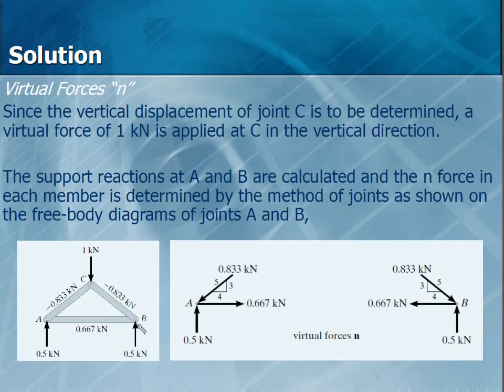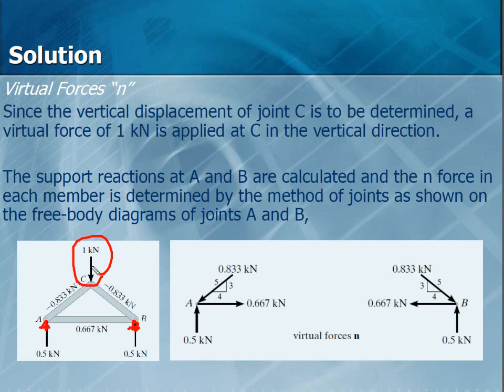By the way, these are the two reactions we have. It is the same reactions. So what will you do? You're going to apply a unit load in the direction that we want to calculate. We want to find the deflection. Since we want the vertical deflection, we apply 1 kilonewton downward.